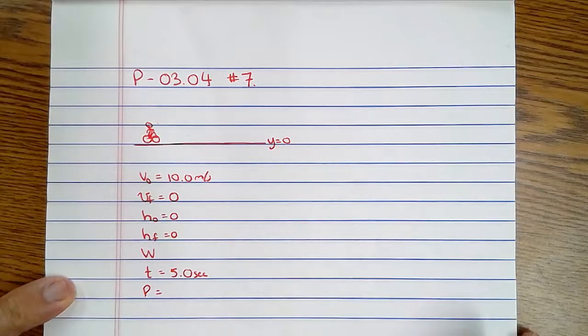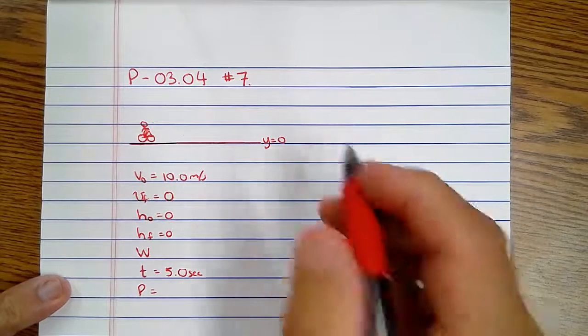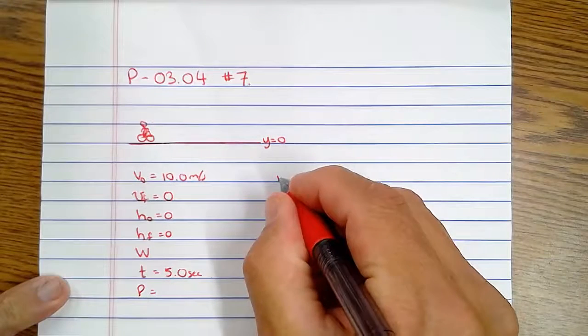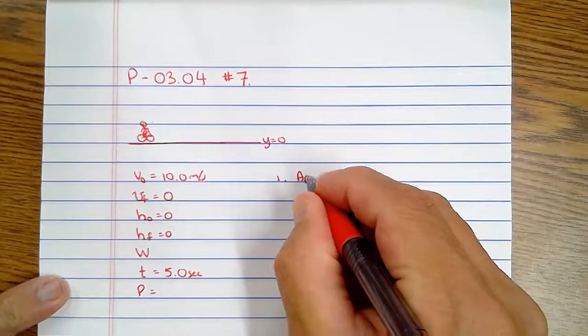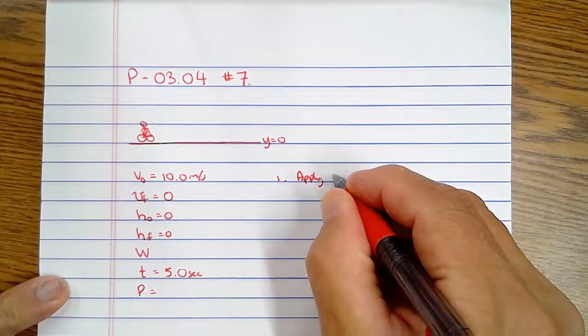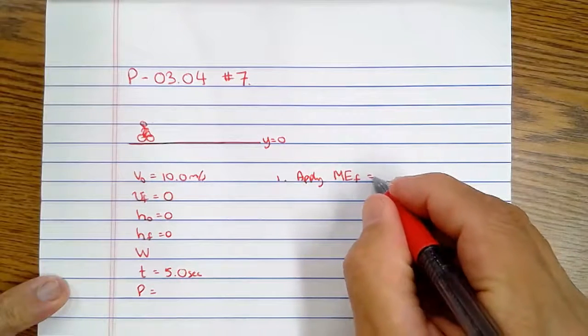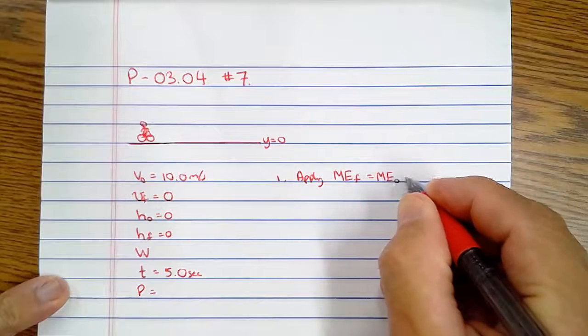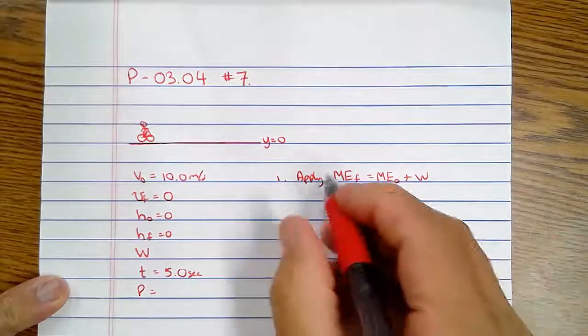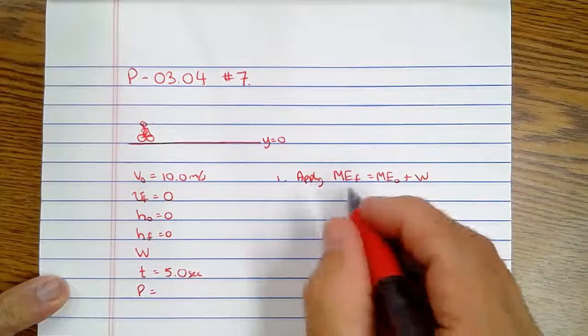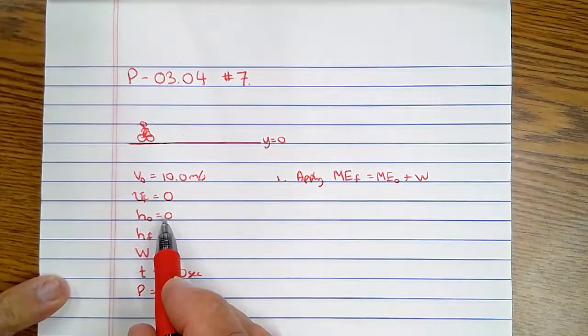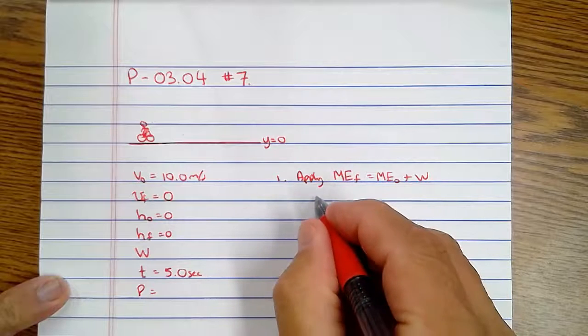So this problem is actually going to involve two steps. The first step is going to be apply the work energy theorem. So I'm going to apply the mechanical energy at the end, which is when the bike is stopped, must equal the mechanical energy at the beginning plus the work. You could write this all out, but since there's no kinetic energy at the end, there's no potential energy, the final energy is just 0.